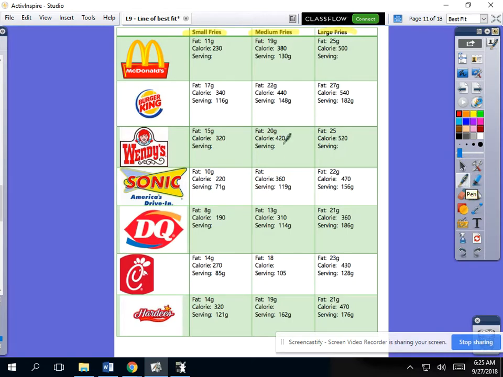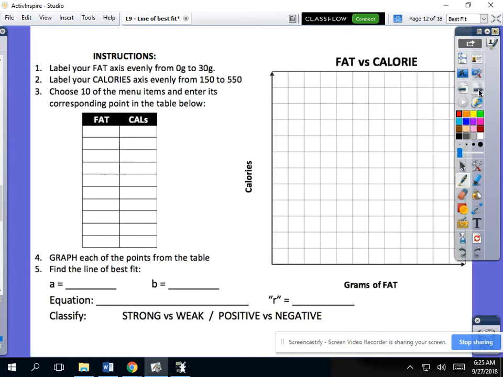So for example, what's the serving size here? What's the serving size here? We can use our lines of best fit to really predict certain things. So in order to make that happen, if you look on the left-hand side of your paper, you're going to have two of these graphs.